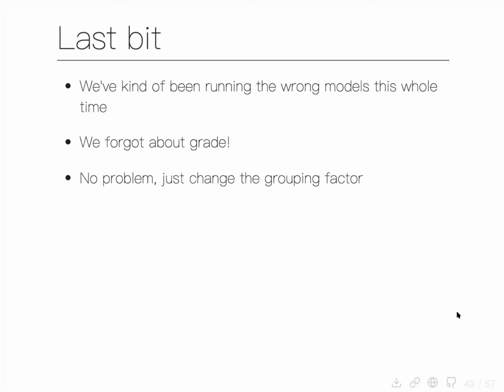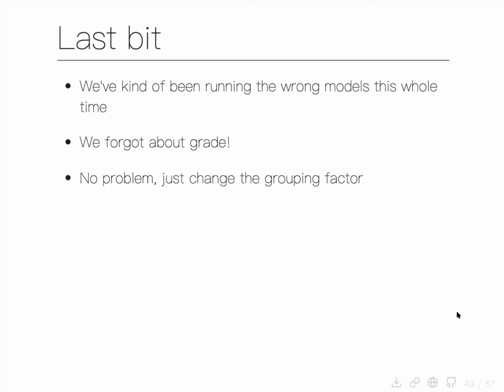Okay, last bit. This whole time that we've been doing this, in some ways we've been running the wrong model, right? It depends on what your purpose is. But we forgot about grade. We've been running separate models by content area, but not by grade. And in most of the work that I would do for these data specifically, the analyses would need to be conducted separately by content area and grade because they are statewide testing data, okay?